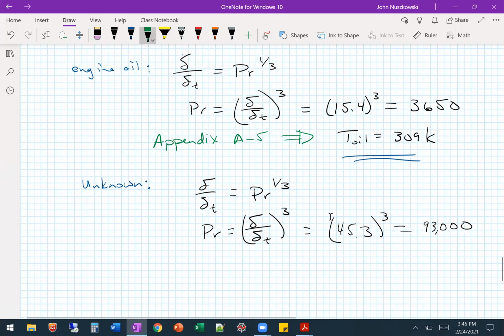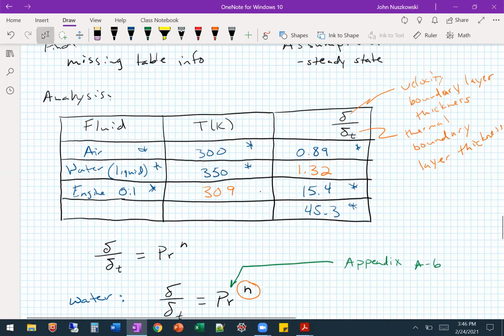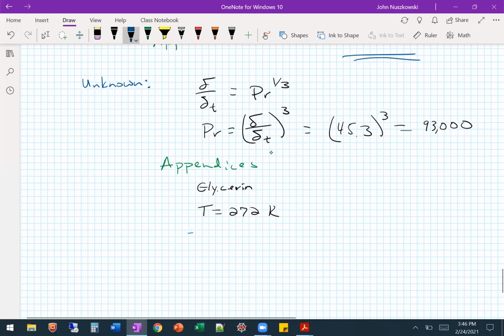So they were nice enough in this problem to give us a number that's really high, like 93,000, right? So then we can start just going to our appendices and looking for 93,000. That ends up being very high, and the only one that could possibly be it ends up being glycerol, or sorry, glycerin. And then the temperature that goes with it is 272 Kelvin.